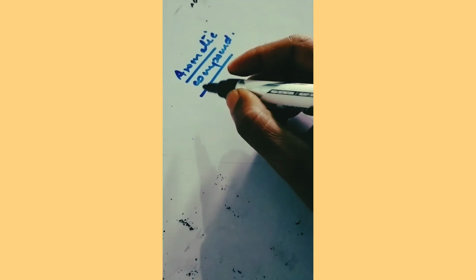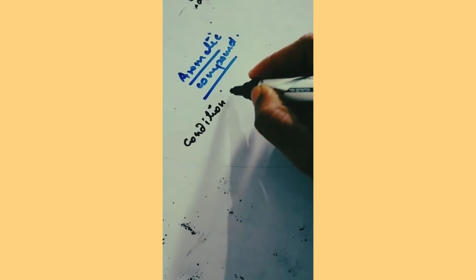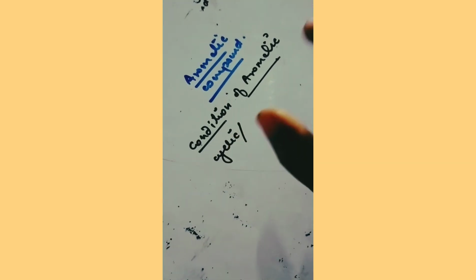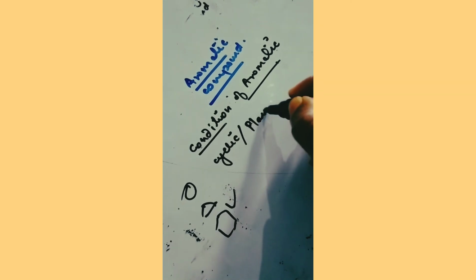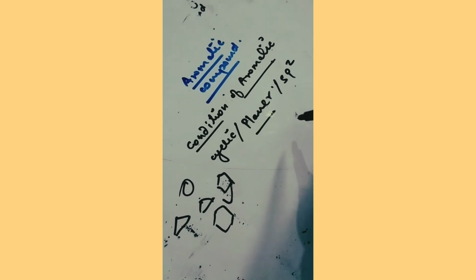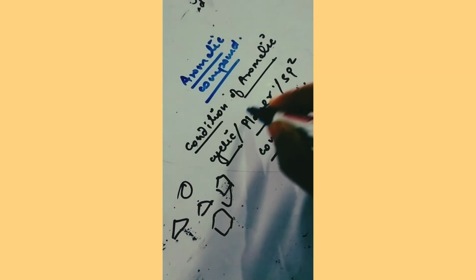The next point is the conditions of aromaticity: what is the condition by which any molecule is called aromatic or not. First, it will be cyclic, like this one. The second condition is that it will be planar. This whole area is in the plane, so it is a planar structure. Planar means it will be sp2 hybridized, and it will always be in conjugation. So it should be conjugated, cyclic, planar, and sp2 hybridized.